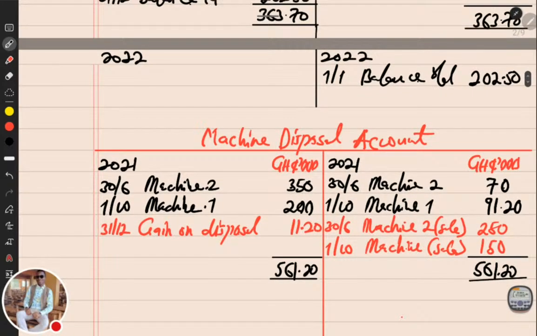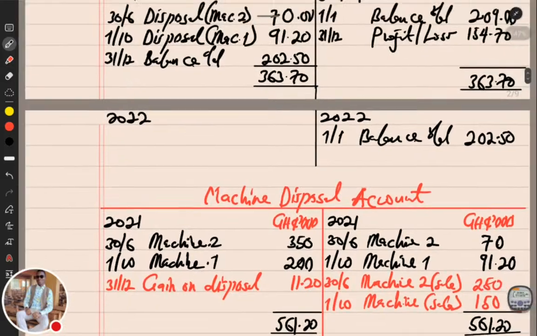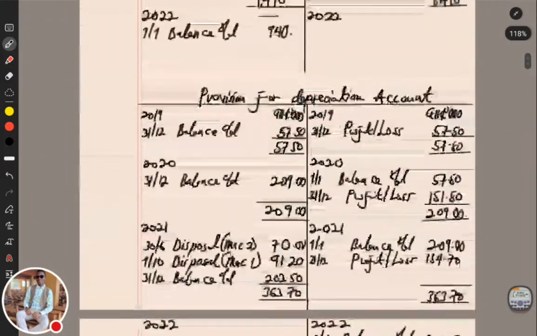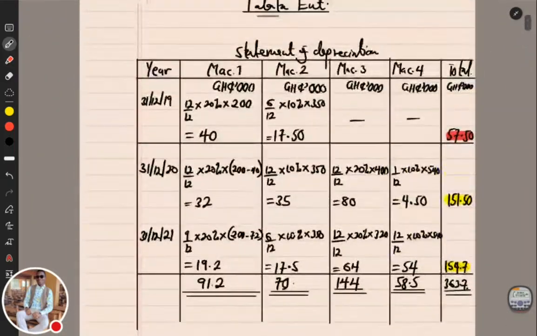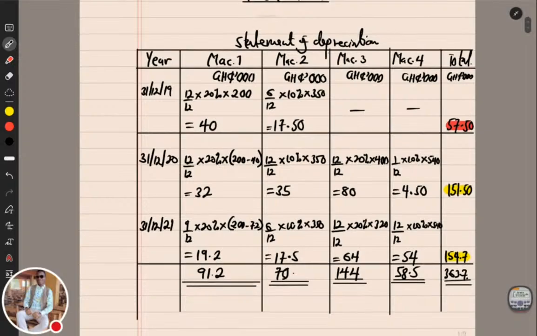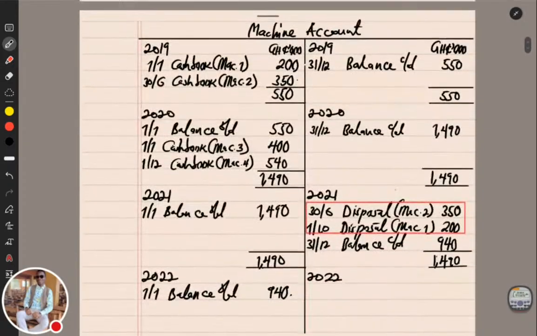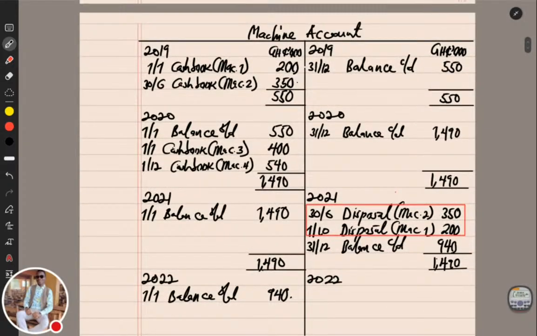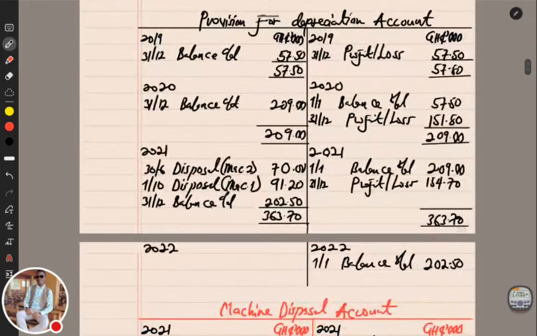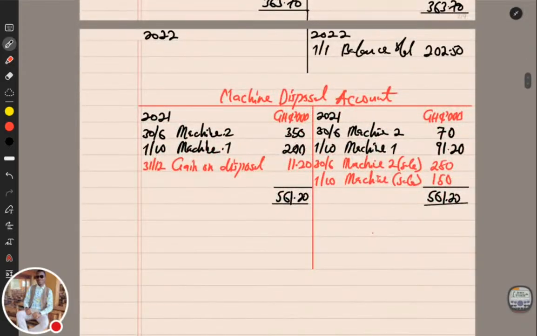And that will literally bring us to the end of how we do the calculation when it comes to depreciation, starting from how we calculate depreciation and then the machine account for the asset that we bought, the provision for depreciation, and finally, their disposal.